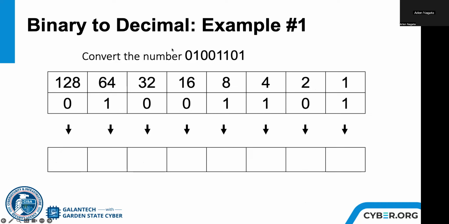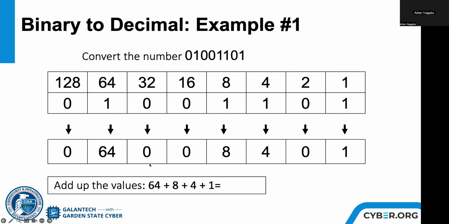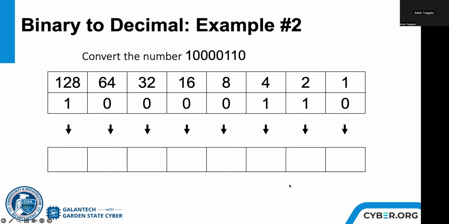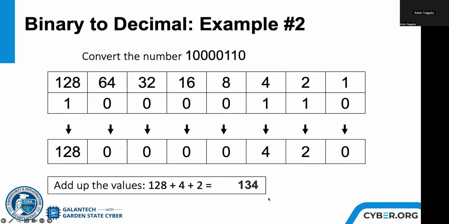And so how do we convert from one to another? Pretty simple. We just multiply. So as we multiply, 64 times 1 is 64, 8 times 1 is 8, 4 times 1 is 4, 1 times 1 is 1, and multiply all that out. The zeros, of course, are just 0. And then we add them all up. And so this binary number, 01001101, is 77. Okay, here's another example. So multiply it out. 128 plus 4 plus 2 is 134.